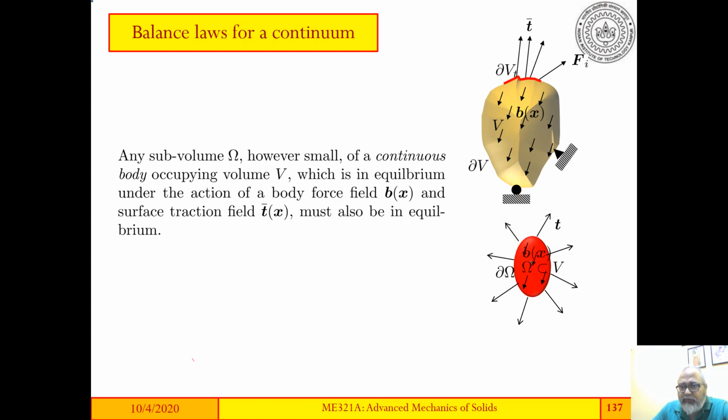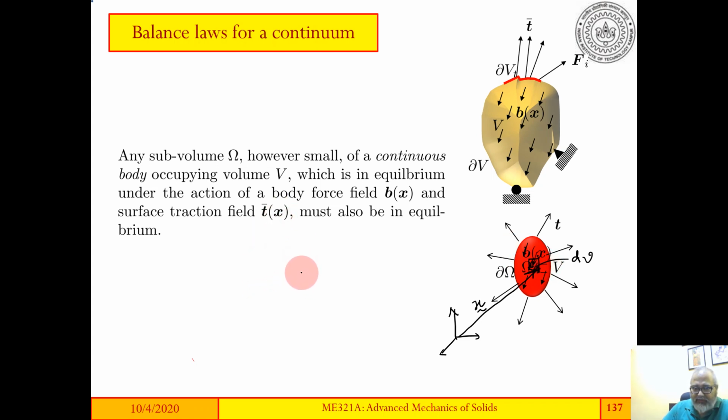Let us go back to our volume omega and take a small element here of volume dV, located with respect to this fixed coordinate system at a point x. So what is the angular momentum of this? The angular momentum of this is the moment of the momentum.